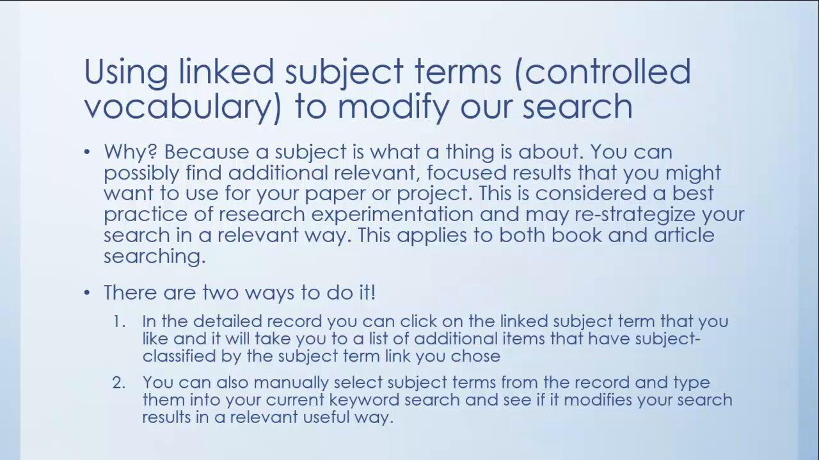This applies to both book and article searching. There are two ways to do it. The first one is in the detailed record. You can click on the linked subject term that you like, and it will take you to a list of additional items that have been subject classified by the subject term link you chose. Another way is to manually select subject terms from the record and type them into your current keyword search and see if it modifies your search results in a relevant, useful way.